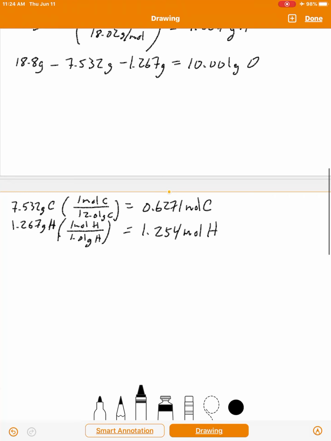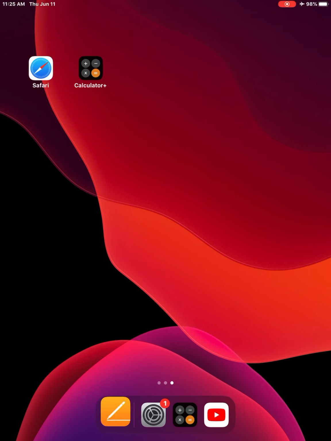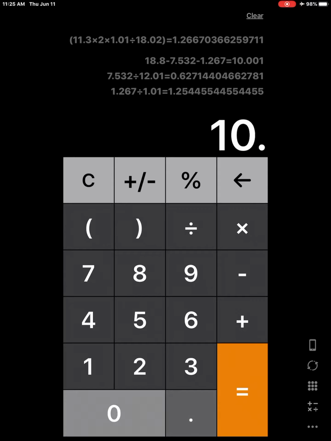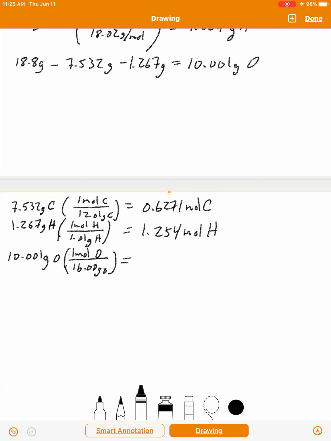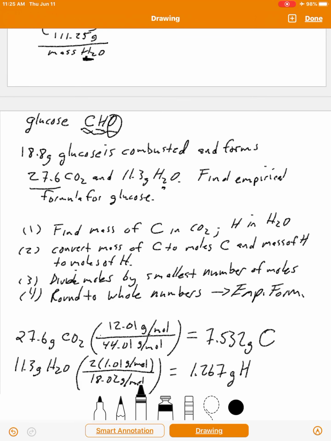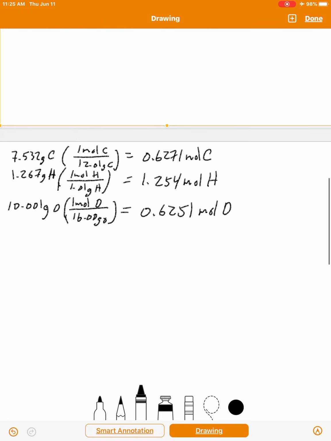Last one, oxygen's 10 grams. So 10.001 grams of oxygen. 1 mole of oxygen is 16 grams. 10 over 16 is the same as 5 over 8, right? So 10.001 over 16.00, and you get 0.6251. Okay, so we've done what we would consider the second step. We found the mass of carbon, the mass of hydrogen, and the mass of oxygen. We've converted them to moles. I did it for oxygen as well because we have oxygen in this compound.